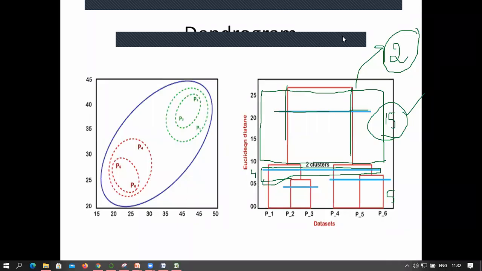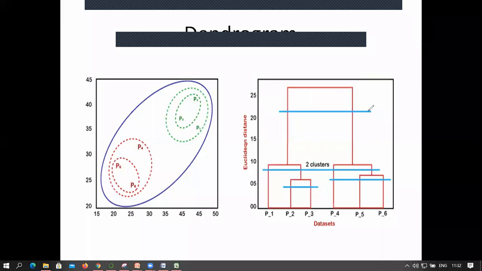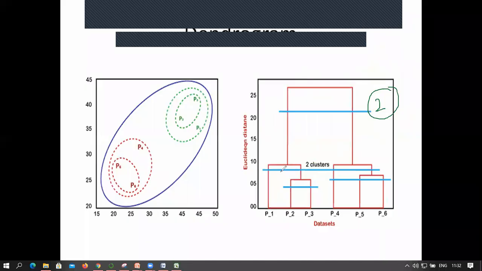This horizontal line, the blue one, you need to check how many vertical lines it is going to cut. It is going to cut 2 vertical lines. That means the number of clusters over here is 2 that you need to consider, because these 2 vertical lines are having the maximum height. Over here, suppose this is my optimal one. Suppose these vertical lines were having the maximum length. In that case, you need to check how many lines are being cut by this blue line. 1, 2, 3, and 4. In that case, you will take 4 clusters.